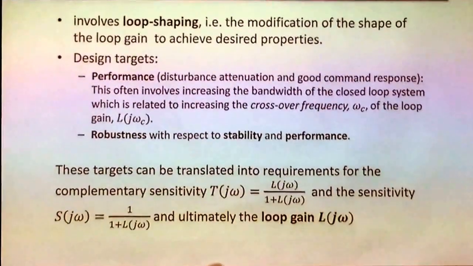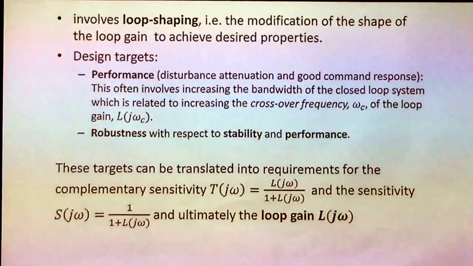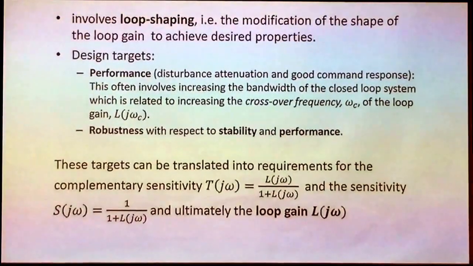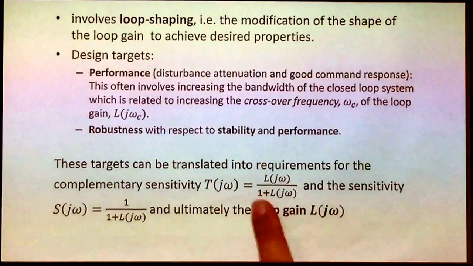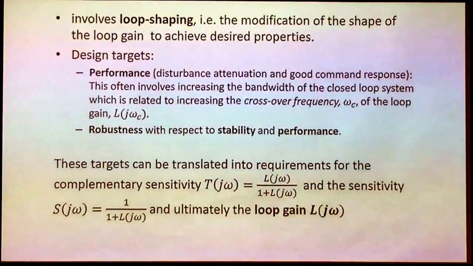All these targets can be translated into requirements for the sensitivity function and the complementary sensitivity function, because S is 1 over 1 plus L and T is L over 1 plus L. So if you have requirements on L, for instance you want to keep alpha away from minus 1, or keep 1 over alpha away from minus 1, all these translate into requirements for your S and T.